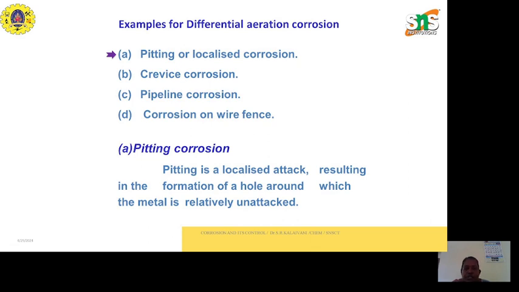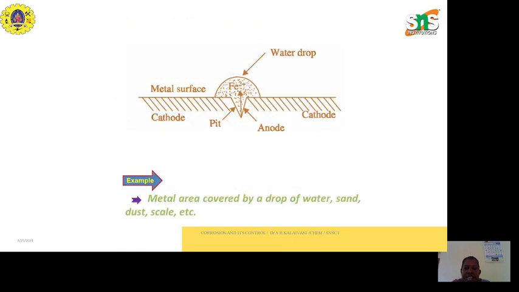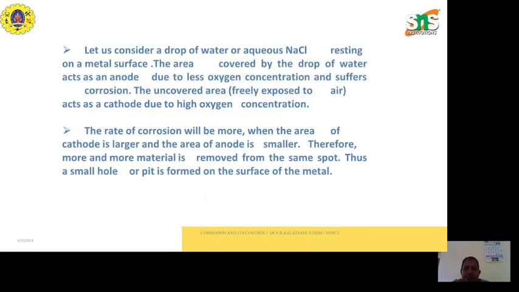First one, pitting corrosion. Pitting is a localized attack resulting in the formation of a pit or hole around which the metal is relatively unattacked. This is a diagram for pitting corrosion. So, a water droplet is located at a single spot. Automatically, it creates the hole. Example: metal area covered by a drop of water, sand, dust, scale, etc.